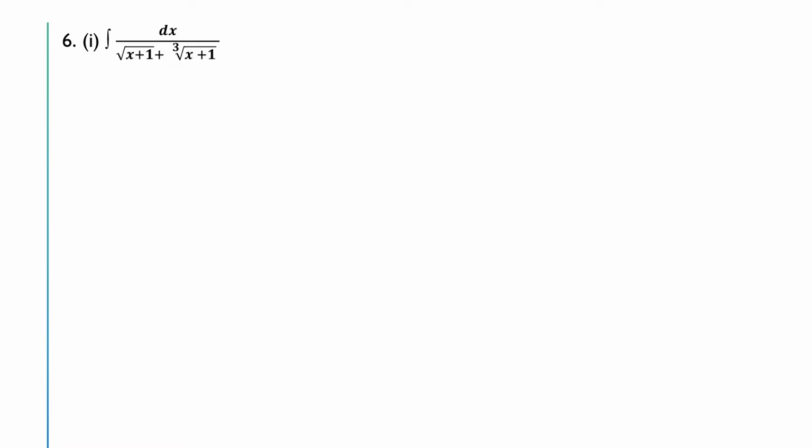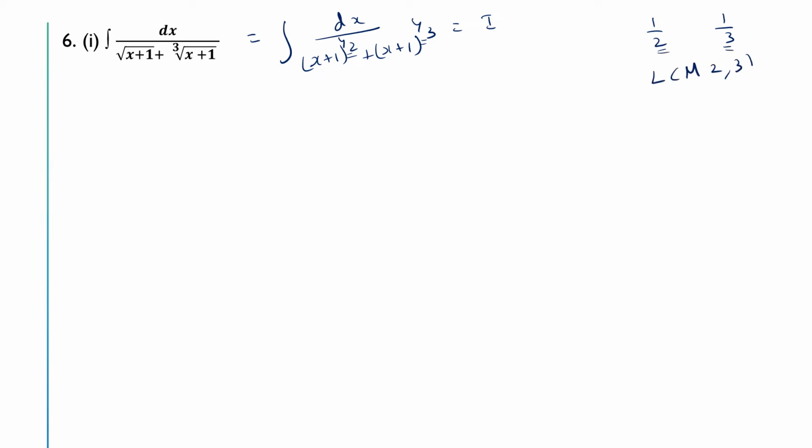Next question, integral dx divided by root x plus cube root of x plus 1, or this is equal to integral dx divided by x plus 1 the whole raised to half plus x plus 1 the whole raised to 1 by 3. Let us take this as equal to I. Here again we have to see the powers of x plus 1. So here the powers of x plus 1 are half and 1 by 3. So the LCM of the denominators will be 6. So LCM of 2, 3 is 6.